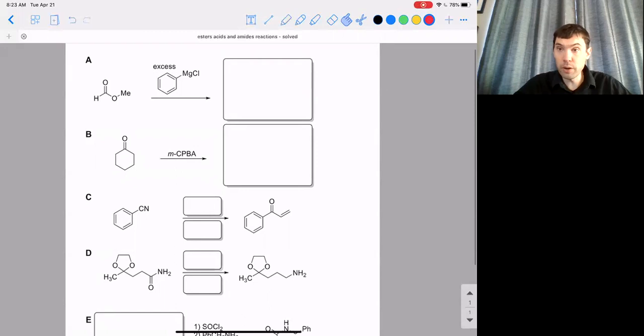And so why don't I just give you a quick second to try to see if you can add in all these reagent starting materials or products, and then I will go through them here in a second.